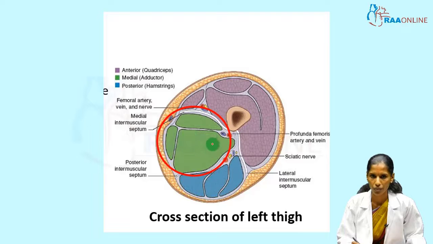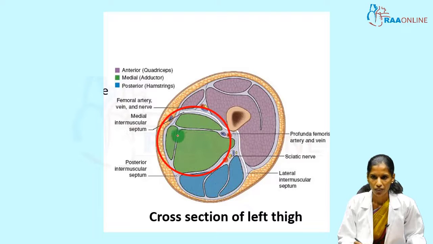is the medial compartment. The muscles present in the anterior compartment extend the leg at the knee joint. In other words, the anterior compartment muscles are called the extensor compartment. Similarly, the posterior compartment is also called the hamstring muscles. These muscles flex the leg at the knee joint, so they are also called the flexor compartment. Now the topic of today's lecture is the medial compartment.